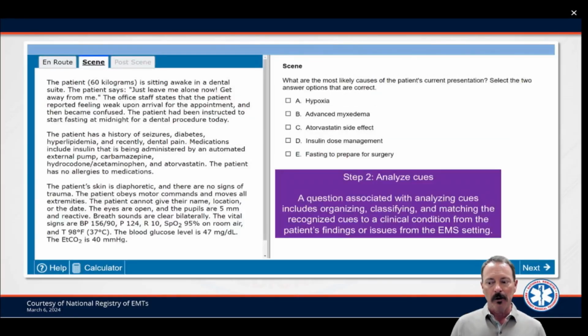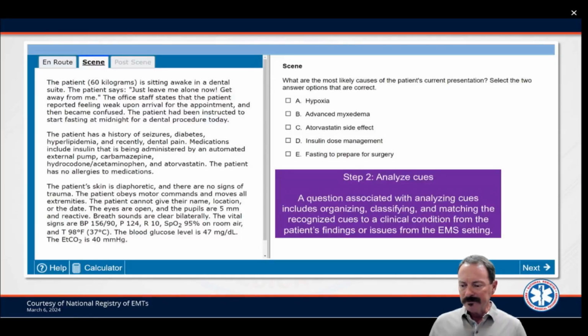Okay, now we go to the next question with the same scenario. It says, what are the most likely causes of the patient's current condition? Select two answer options that are correct. We've already identified hypoglycemia, right? So out of that, we've got our answers: hypoxia, advanced myxedema, which really doesn't have to do with that endocrine problem. Atorvastatin side effect, that's for the high cholesterol. No.